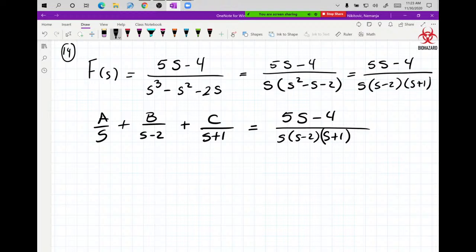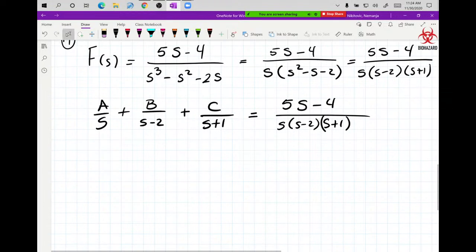Now your job is to multiply by what's missing in each of these terms. When it's s, we have this polynomial here. So the top one will be multiplied by s squared minus s minus 2. Then B, we have s minus 2, so I need s squared plus s. And then when we cross out this one, we have s squared minus 2s.